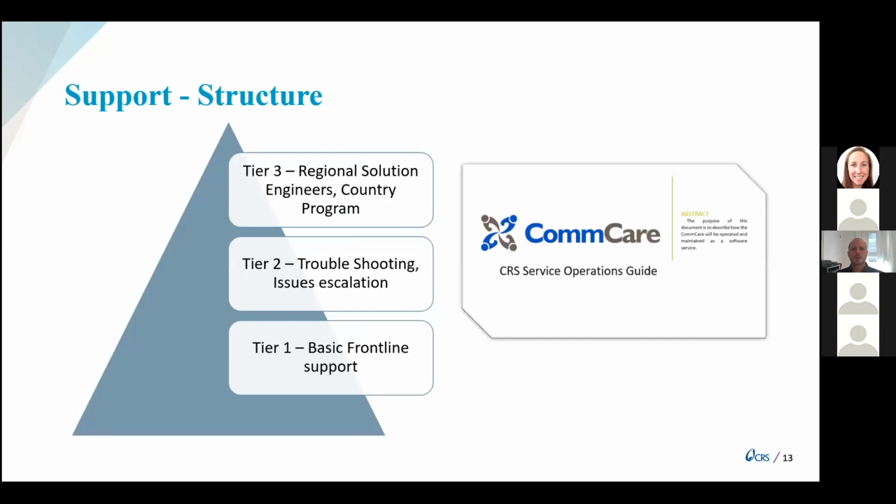A bit about our support structure. Maybe one aside, actually, a lot of this stuff we've captured and codified in something called a Service Operations Guide, which basically says how do we maintain and manage the system, and talks about what we do at the different tier levels. So starting at tier 1, that's our basic frontline support, request for help in acquiring access to CommCare, basic troubleshooting, those types of things.